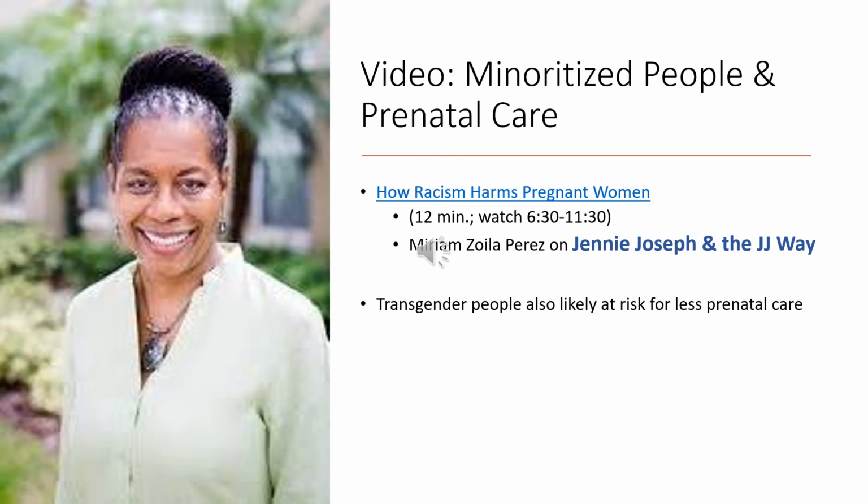So I encourage you to watch about 5 minutes of this TED Talk, from about 6.5 minutes to 11.5 minutes, by Miriam Zoila Pérez on Jenny Joseph and the JJ Way, and that's Jenny Joseph pictured here. The idea is that racism is a contributing factor to why persons of color might not feel comfortable seeking prenatal care, or might not have as high quality prenatal care. And we might see similar patterns for transgender people, who would be more at risk for not getting adequate prenatal care.